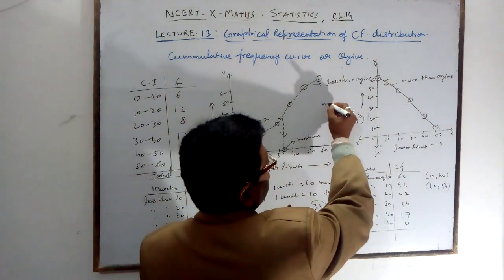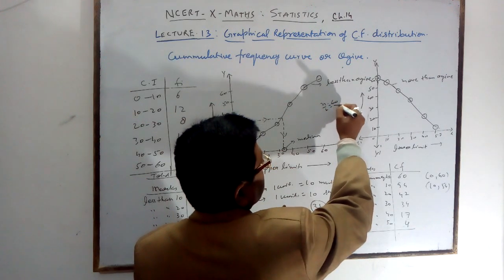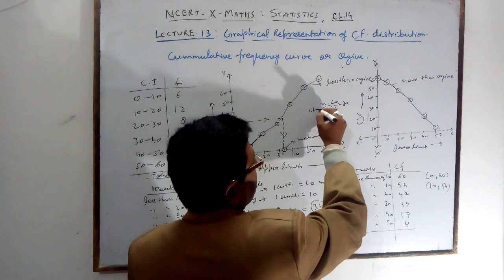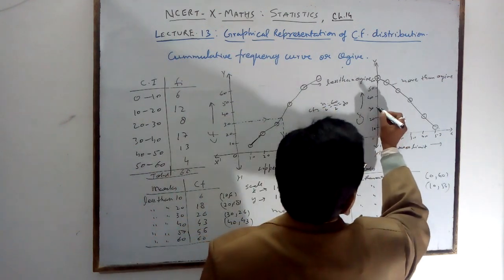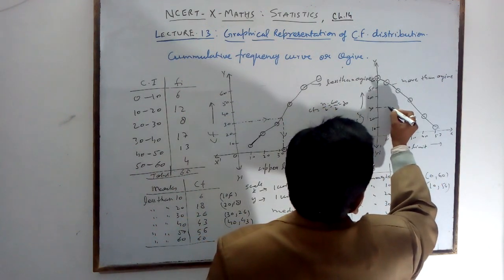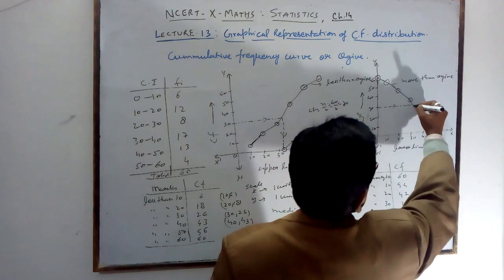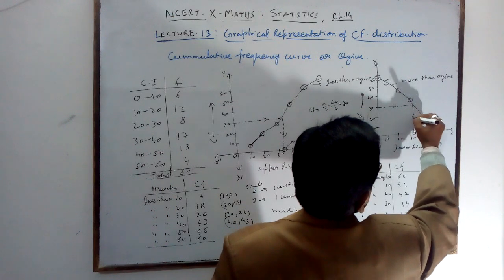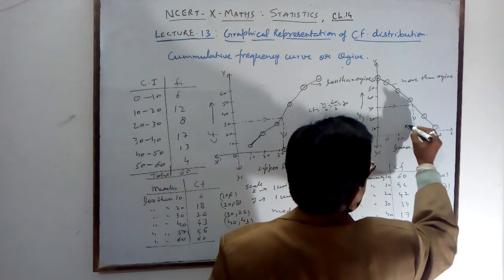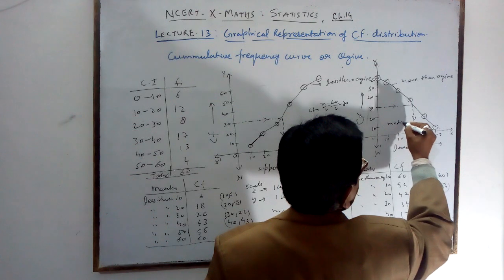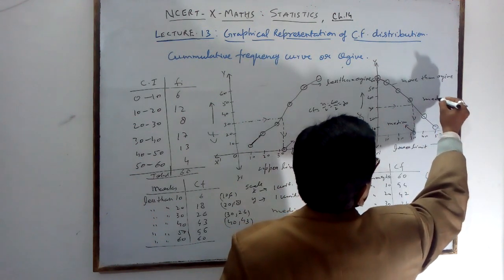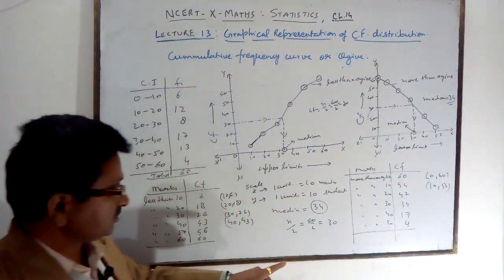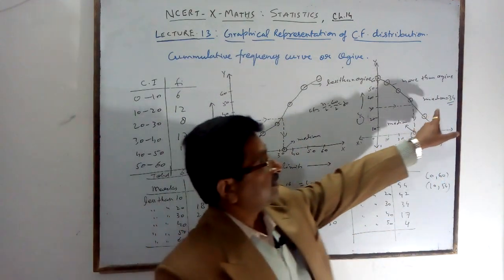What is the n by 2? N by 2, 60 by 2 is 30. In the CF you see 30. In front of the 30 you will go, again draw the line, and from here you come down. You are getting it, it is your median. Median is equal to approximately 34. Here also 34, here also 34.